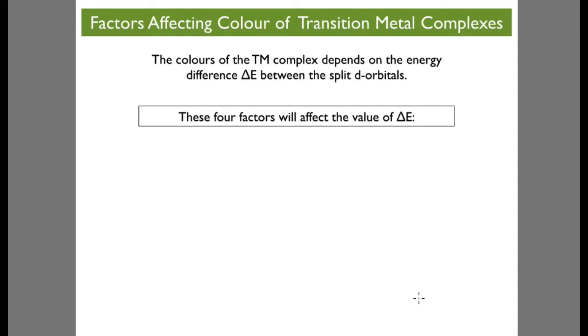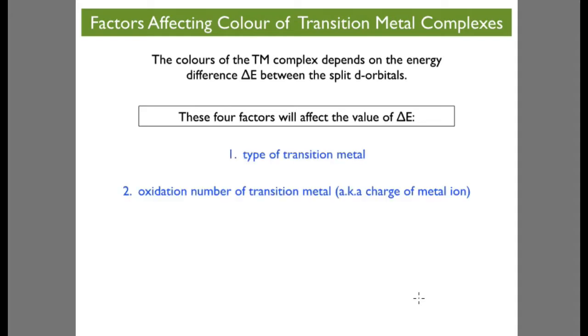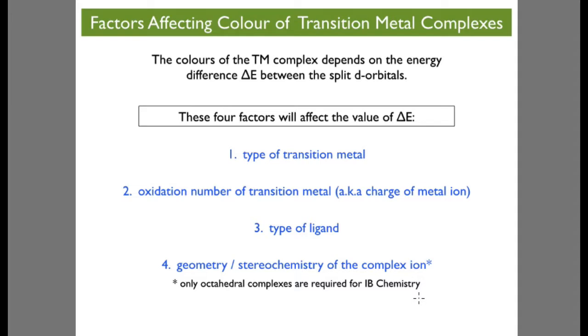Some of the factors affecting colour of transition metal complexes. The colours of the transition complex depend on the energy difference, the delta E, between the split d orbitals. And there's 4 factors that affect the value of delta E. There's the type of transition metal, there's the oxidation number of the transition metal, or the charge on the metal ion, the type of ligand, and finally the geometry or stereochemistry of the complex ion. The 4th one we're including, but we'll only really need to look at the octahedral complexes for IB chemistry.